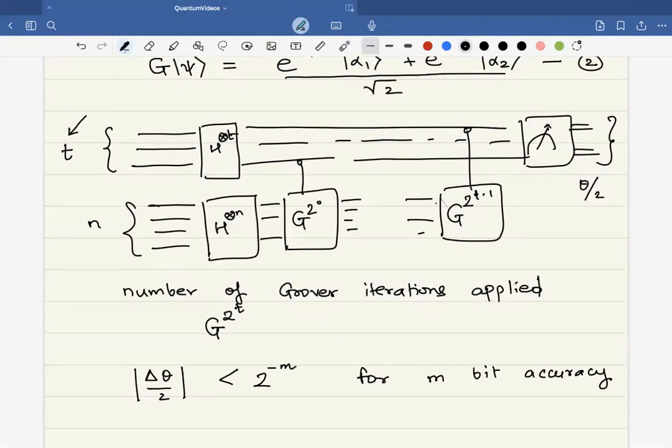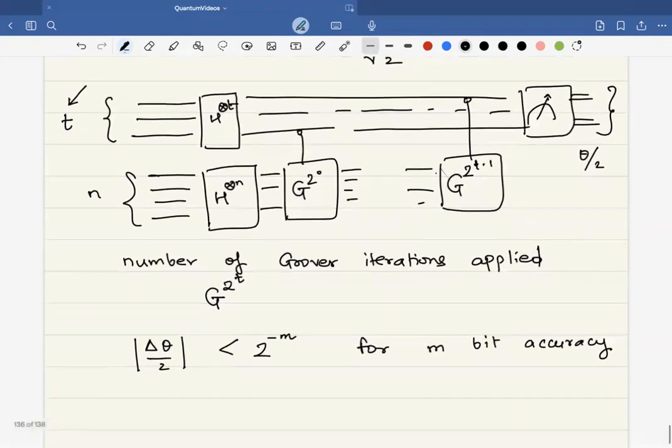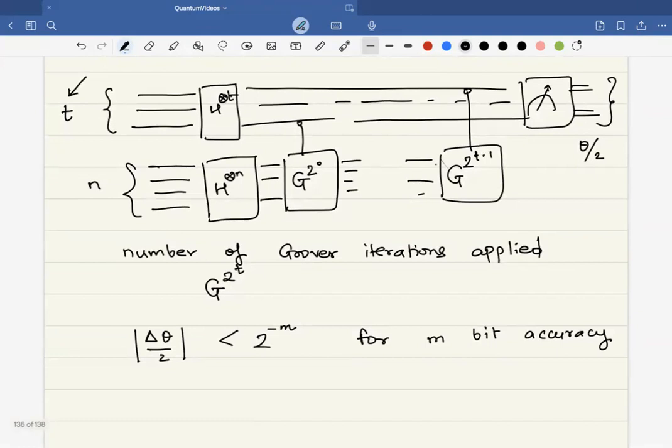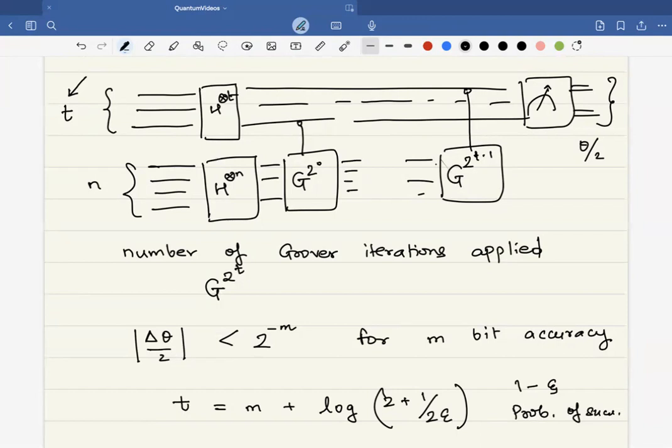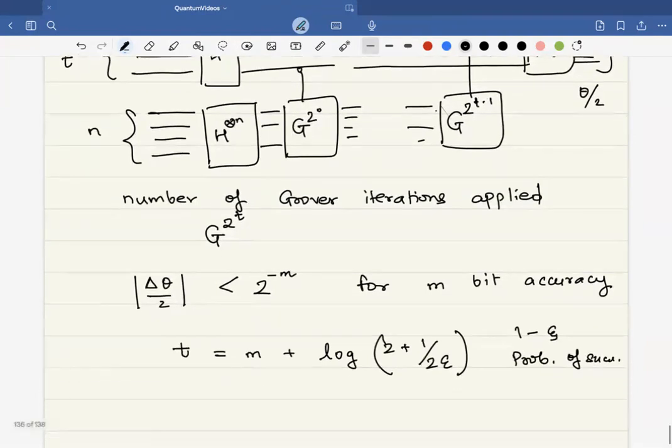Now, t will be a little more than the accuracy that we need, and it is related. t and m are related. Suppose I need m bit accuracy, then I need t to be equal to m plus, according to the phase estimation algorithm, log of 2 plus 1 over 2 epsilon, where 1 minus epsilon will be the probability of success. So if I want, for example, probability of success to be at least 3 over 4, then I should choose epsilon to be 1 over 4. Okay.